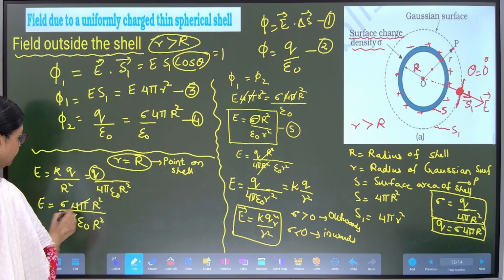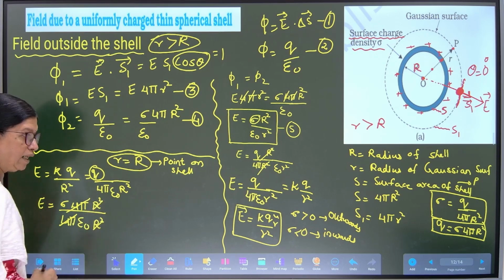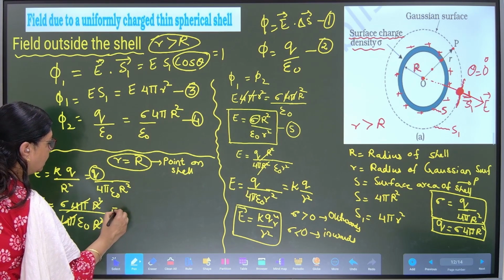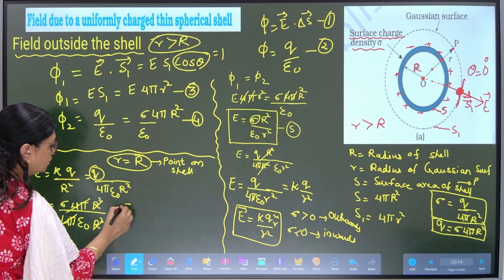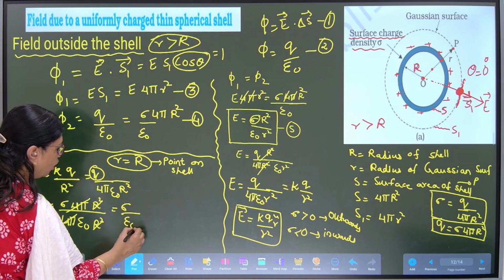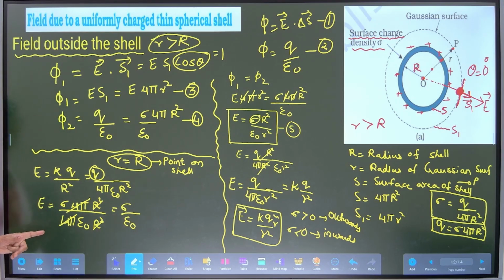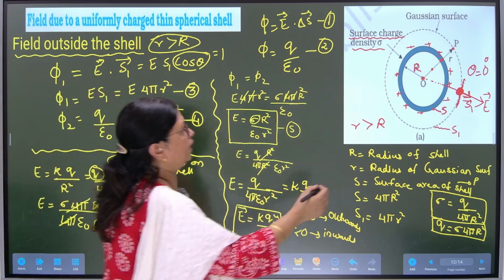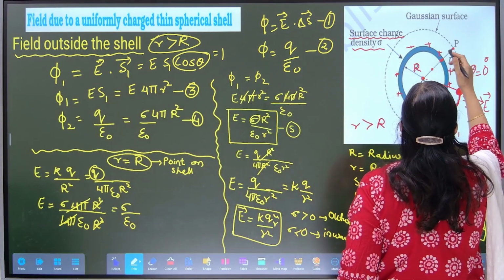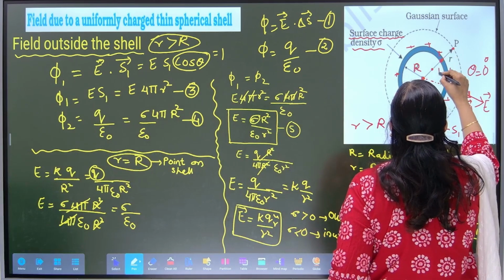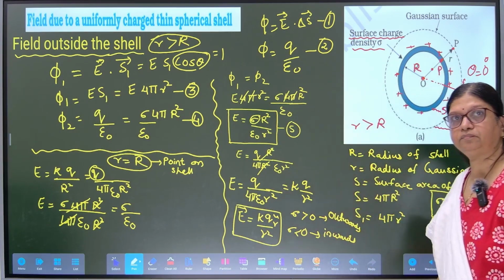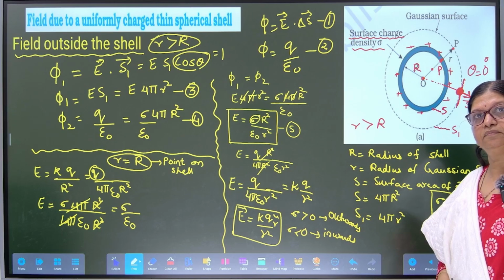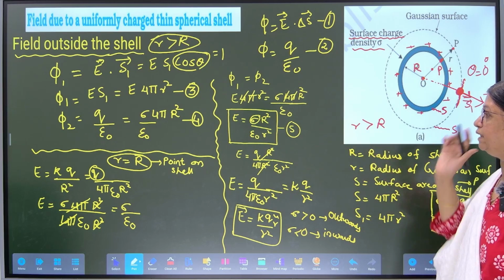I can cut 4 pi, 4 pi. I can cut R square, R square. So what do I get? I get sigma upon epsilon naught. So this is another formula for the electric field, with sigma as surface charge density, for a point P on the shell itself. Fine? Clear? Okay.